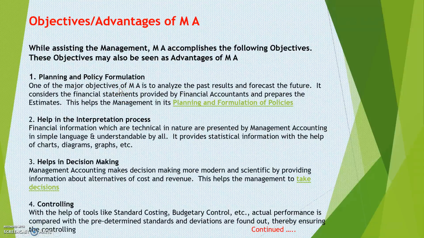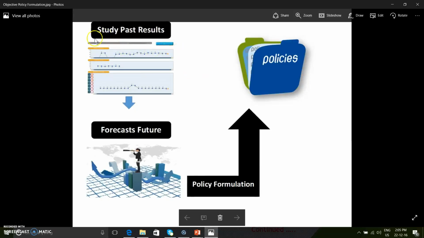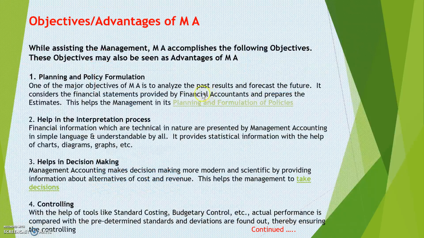Now, those are the functions. Now we come to the objectives. While assisting the management, management accounting accomplishes the following objectives. One, planning and formulation. So planning and formulation of the policies is very important in any organization. So for that, the management accounting helps. So that is one of the objectives. So study the past results. Management accounting studies the past results, then forecasts the future, which in turn helps the management to formulate the policies. So this is the first one.